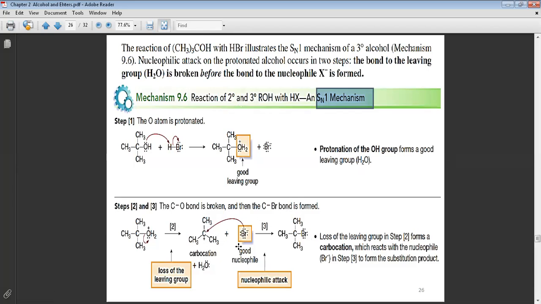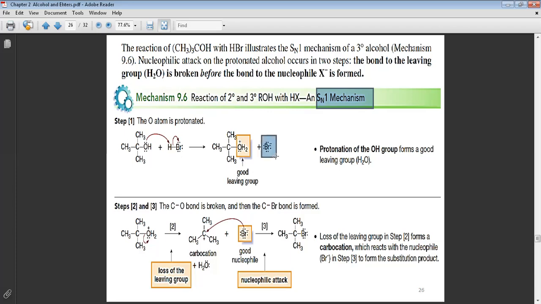This is the SN1 mechanism to convert alcohol to the alkyl halide. Look, we have first step acid-base reaction. Protonation. We have here base. We have here acid. The base attacks the proton, and this will leave Br minus.